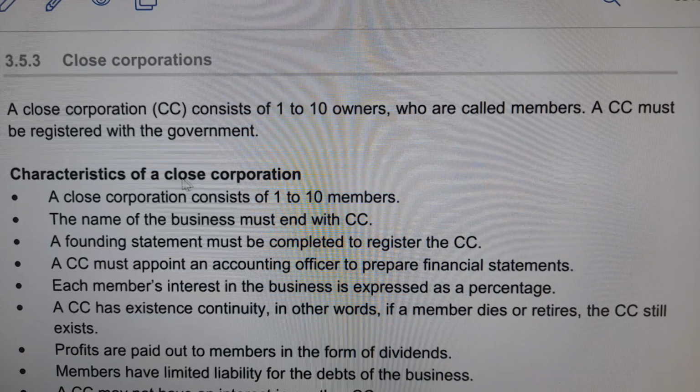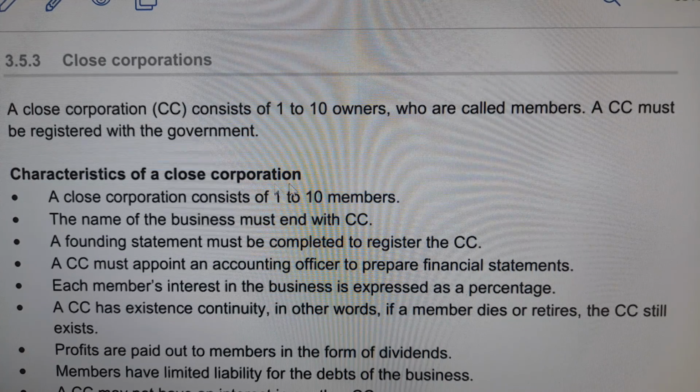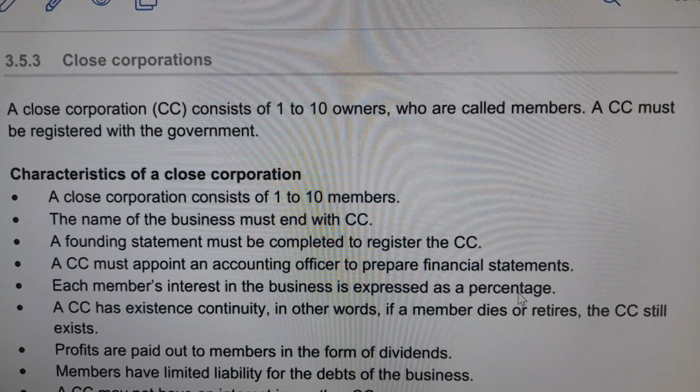The characteristics of the closed corporation are: a closed corporation consists of 1 to 10 members. The name of the business must end with CC. And a founding statement must be completed to register the CC. A CC must appoint an accounting officer to prepare financial statements. Each member's interest in the business is expressed as a percentage.